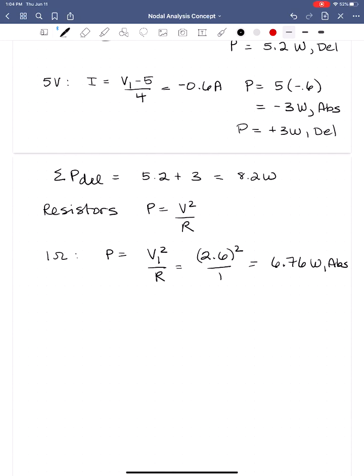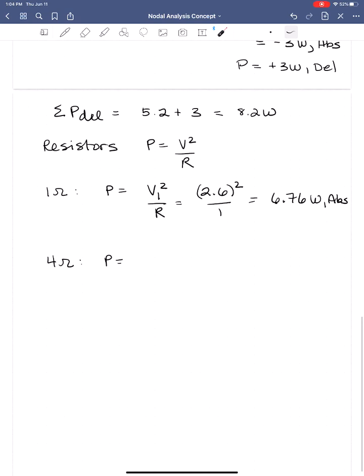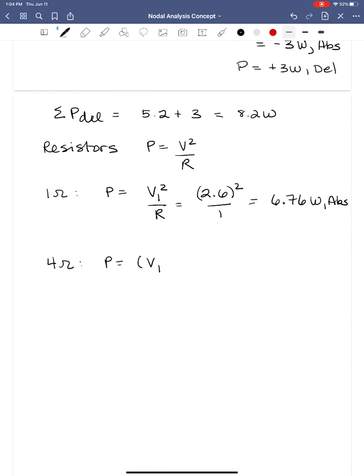Then the 4 ohm resistor, P is equal to V squared over R. V, what is V? It is sitting right here in our nodal equation. This is the value of the voltage across that 4 ohm resistor. Let me stop here for a second. I find oftentimes that students struggle at this point to find the voltage drop across the resistors when they go back to solve for power. It is sitting right here. You've done the work already, so use that, V1 minus 5. So the voltage is V1 minus 5.